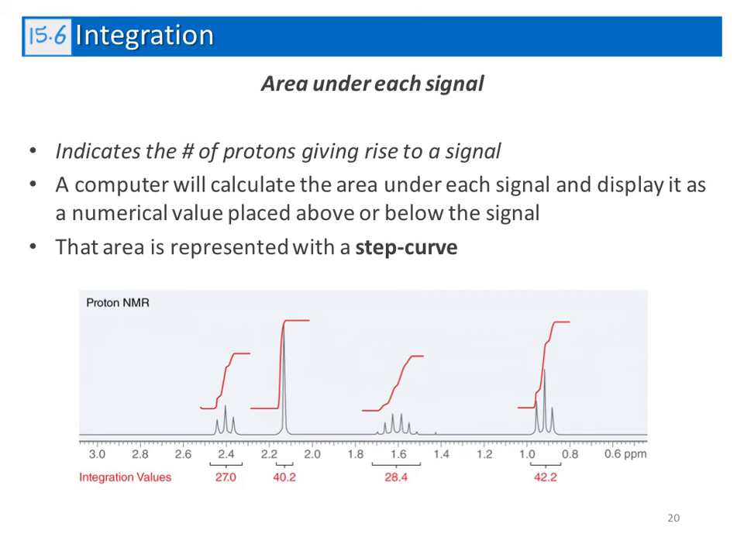So the next characteristic is integration, which gives us the area under each signal, and that tells us how many hydrogens are there for each signal. This is normally represented by a step curve such as these. These integration values will be given to you. The computer calculates the area under each signal and then displays the area as a numerical value. You can see these numerical values here.